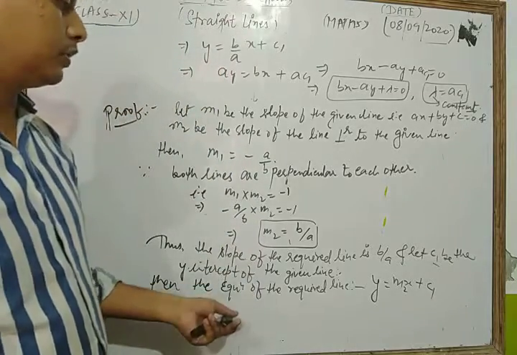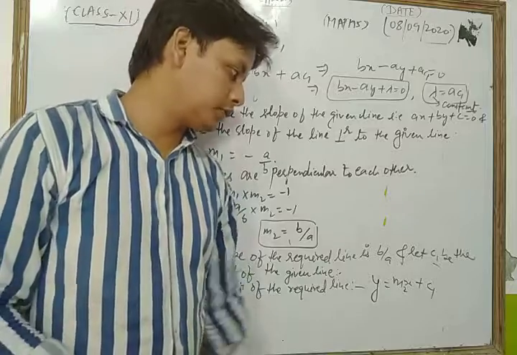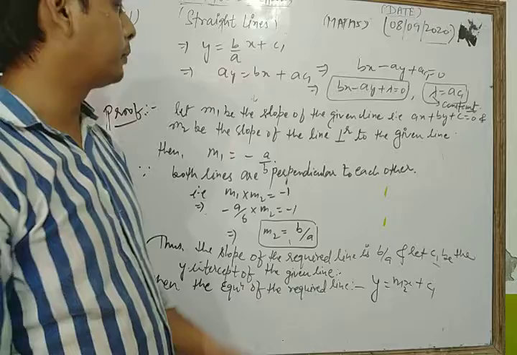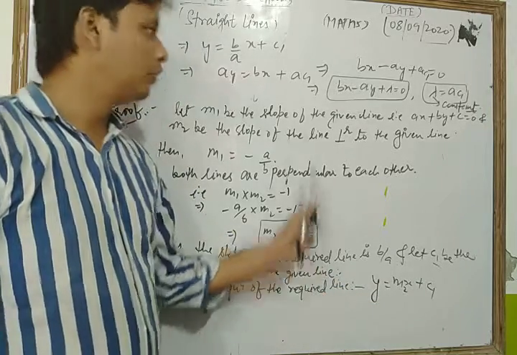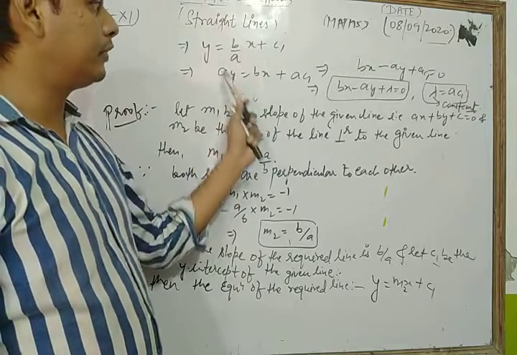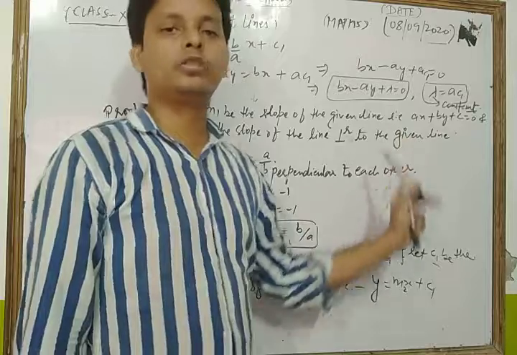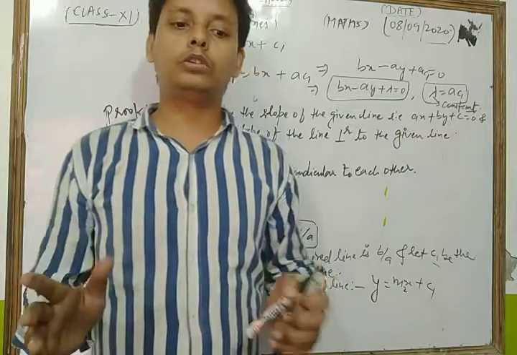So the equation of the required line is y is equal to m2 x plus c1. This is the equation of a line in slope intercept form, which we discussed in the previous class. Now we put the value of m2 in this equation. After solving we get this result, and we take ac1 is equal to lambda, which is a constant. In this way we have shown the theorem.